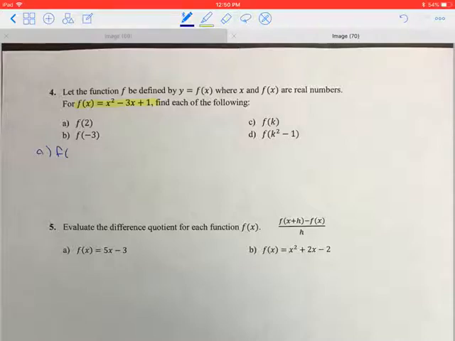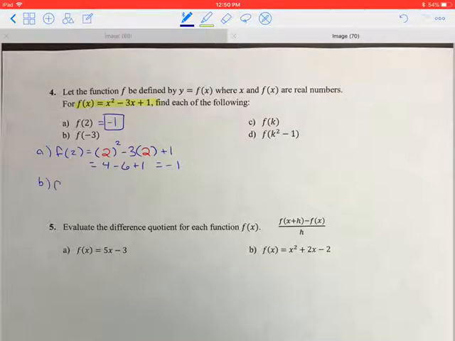So all we're going to do is take our function, and I like to start by doing open parentheses everywhere I have an x. Okay, and then I'm going to go back and fill in all of those with a 2. So basically it's saying if we input a 2, what will we get for our output? So that would be 4 minus 6 plus 1. So that would be negative 2 plus 1, which would give us a negative 1. So this is just saying if I input a 2, I will output a negative 1.